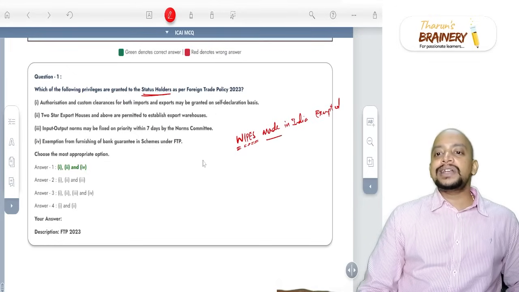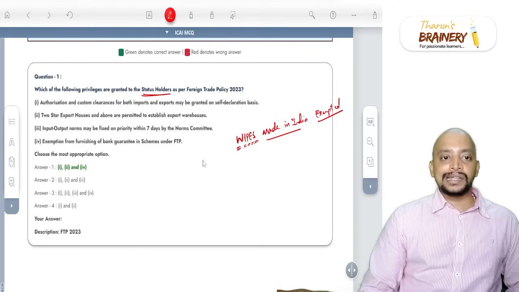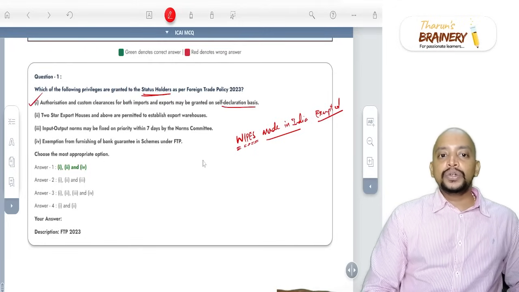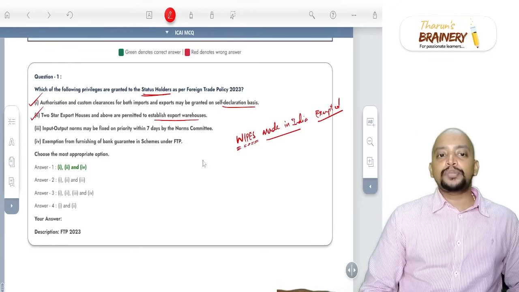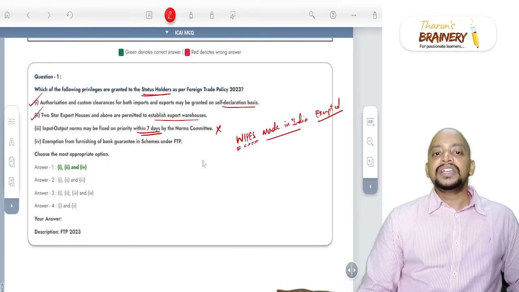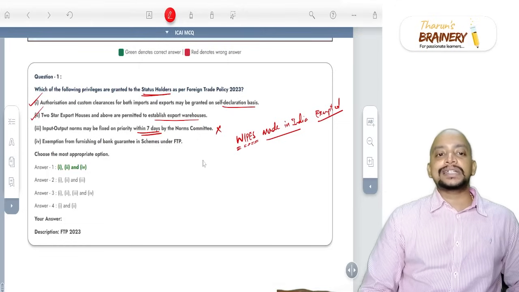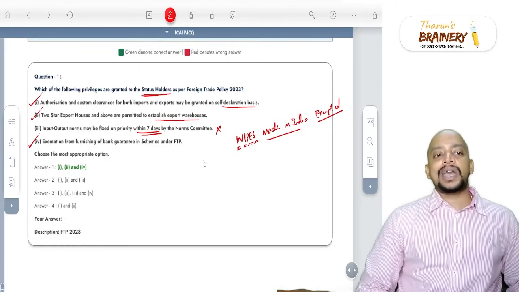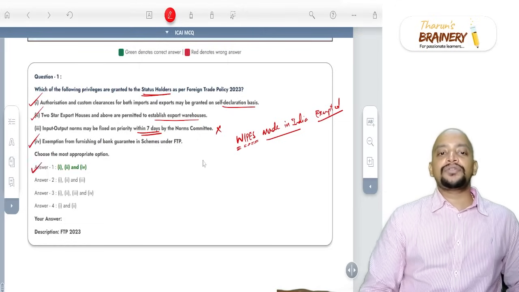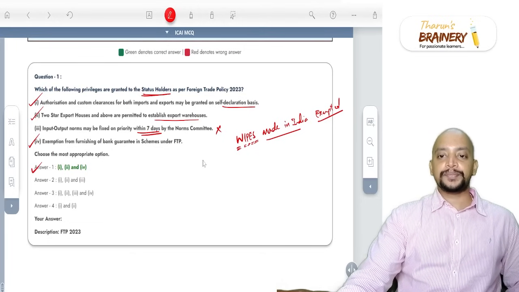Okay, then made in India certification, exempted from furnishing bank guarantee. Authorization on self declaration basis, yes. 2-star and above can establish export warehouses, yes. Input output norms on priority within 60 days, this is wrong. Exemption from furnishing bank guarantee. So 1, 3 and 4 is the answer for this.